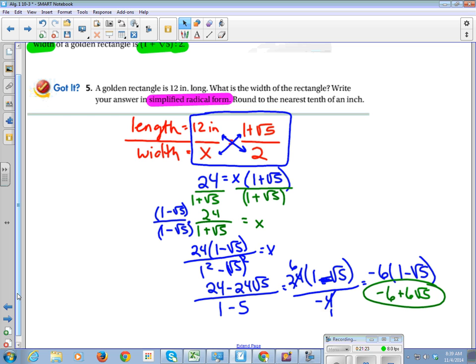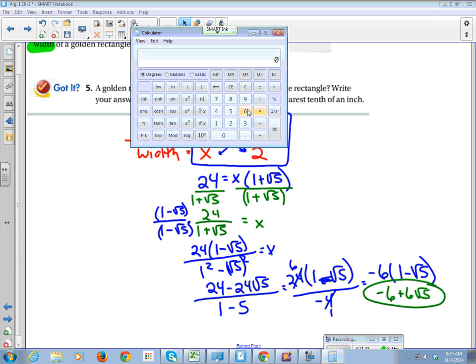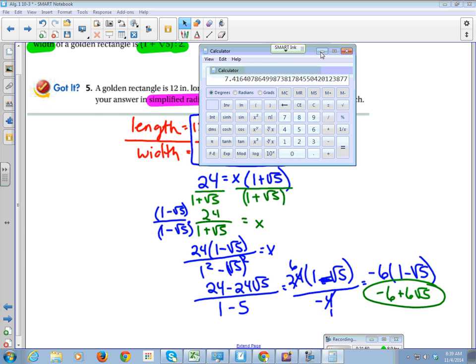Now we have to do the calculator chug-a-lug, which is a piece of cake with a calculator. So we've got 6 times the square root of 5 equals, plus 6, negative. So it's 7, round to the nearest tenth. So 7.4.